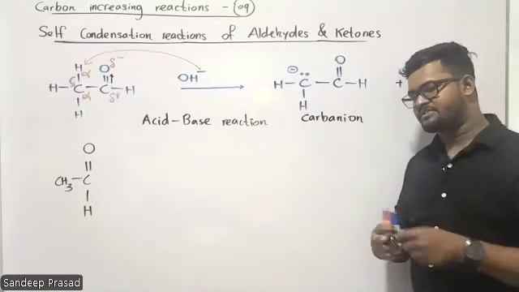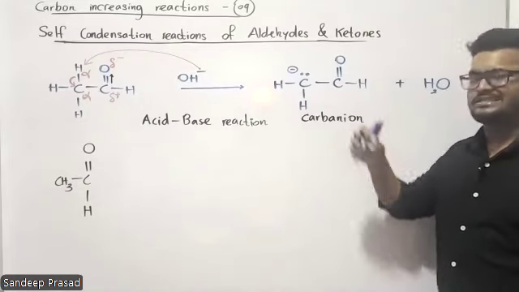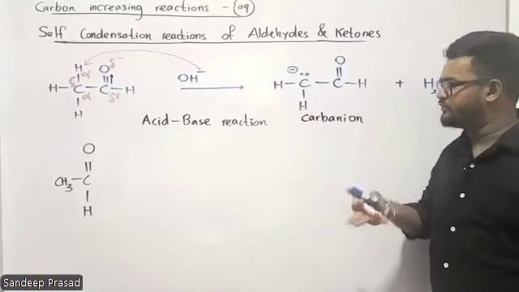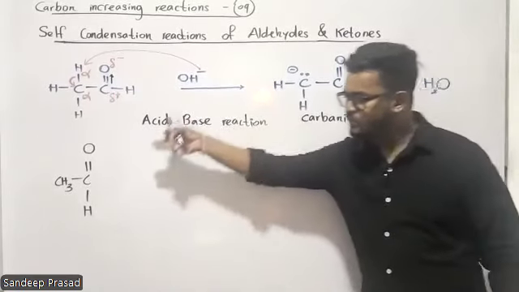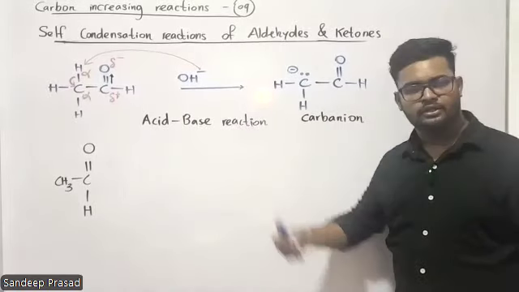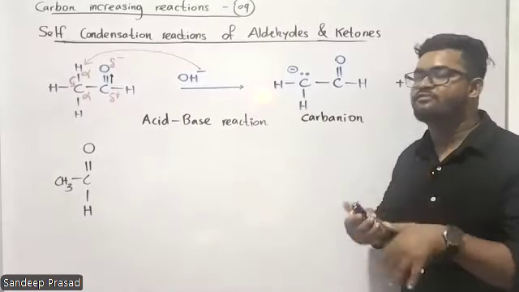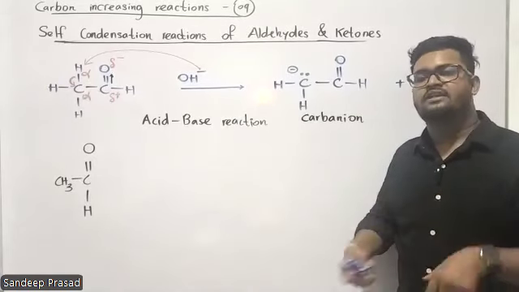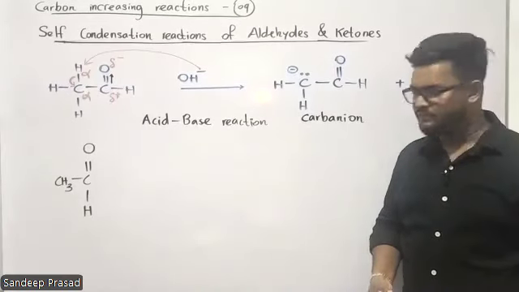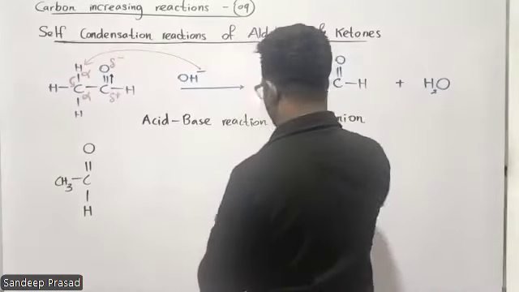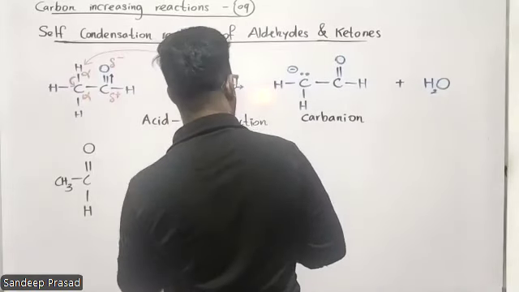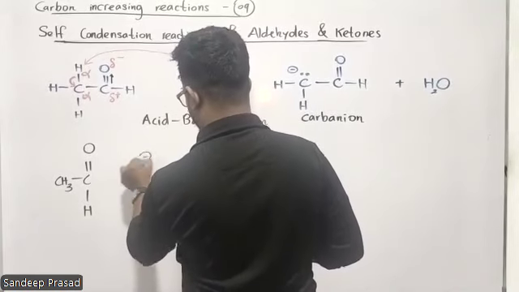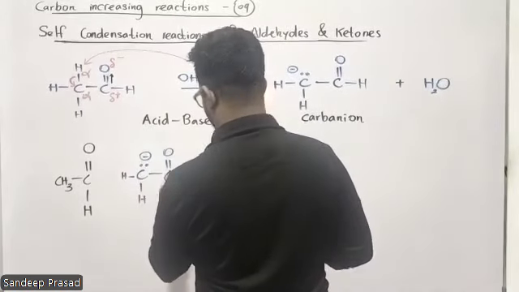This is now considered a nucleophile. We have discussed electrophiles and nucleophiles. Nucleophiles are the negatively charged species. So this negatively charged nucleophile, the carbanion, is now attacking this aldehyde molecule. That's why this is known as self-condensation. The molecule itself is reacting. Now look at this one: the carbanion is coming closer to this molecule, C double bond H.